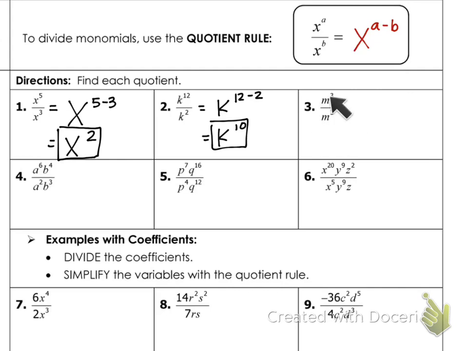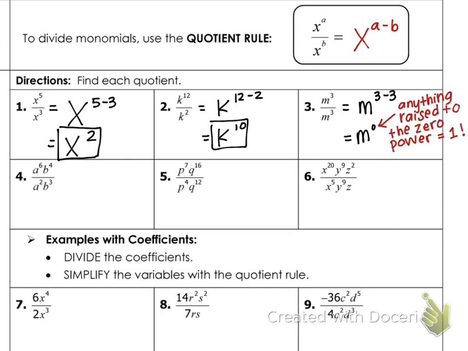Look here, this time it's the same. So we're going to say m to the 3 minus 3, right? Well, 3 minus 3 is 0. So this is really important. Anything raised to the 0 power equals 1. It doesn't matter if it's m to the 0, if it's 100 to the 0 power, if it's negative a million to the 0 power, anything raised to the 0 power equals 1.